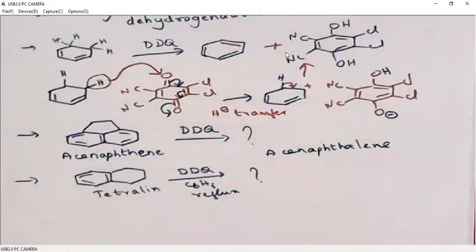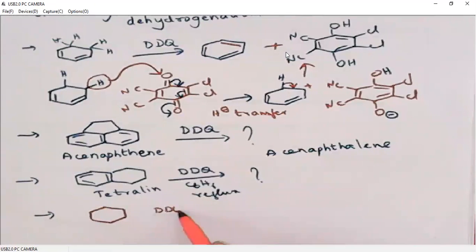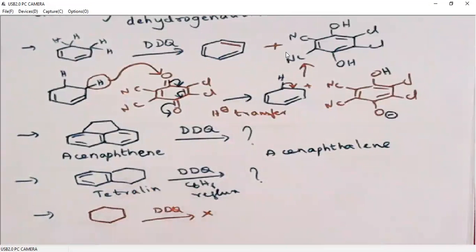But when we want to oxidize a simple cyclohexane with DDQ, in this case, oxidation will not take place. Why? In some cases oxidation takes place, in some cases it is not possible. I'll tell you one thing. The first step in the DDQ oxidation is hydride transfer, so that it generates a carbocation. Here this carbocation is an allyl carbocation, so it is stable.